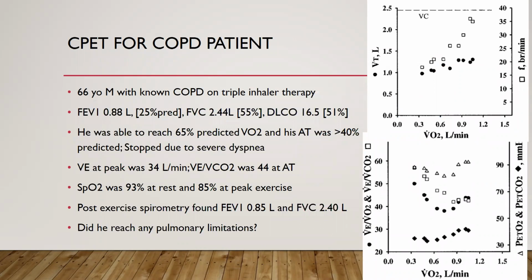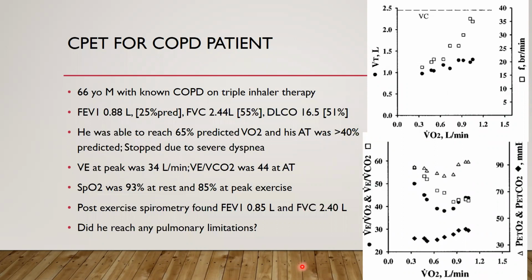All right, so we've got a 66-year-old guy. He's got COPD, he's on triple therapy. His FEV1's low, so is his FVC, his DLCO's low. He is still dyspneic, and you want to see why is he dyspneic, so you exercise him. He's able to get to 65% of his predicted VO2. We know that's not normal, it's low. His AT was greater than 40% predicted, so we're going to say that's normal. And he stopped because he was very dyspneic. Okay.